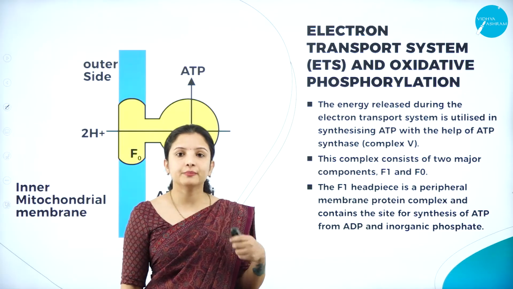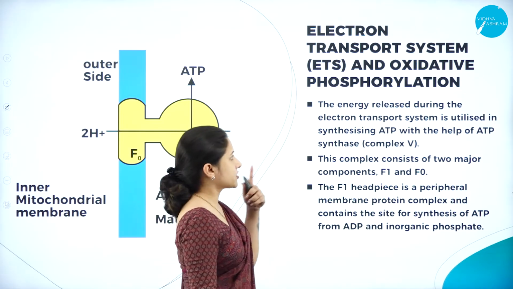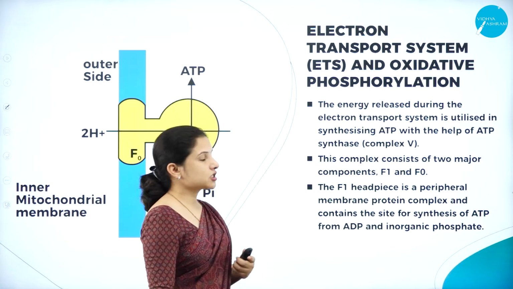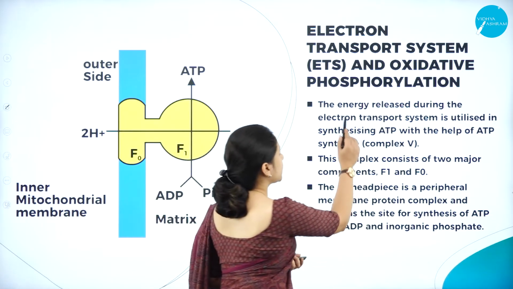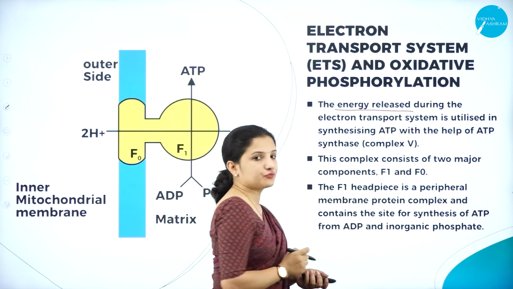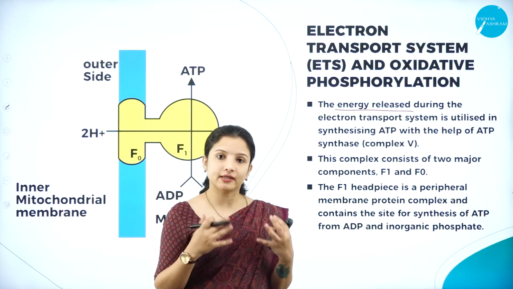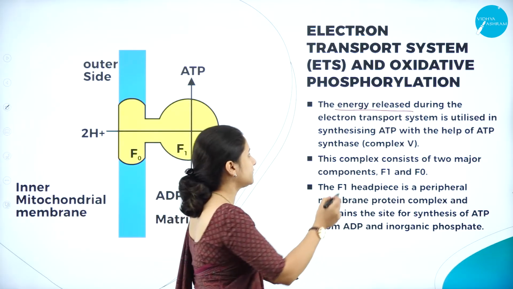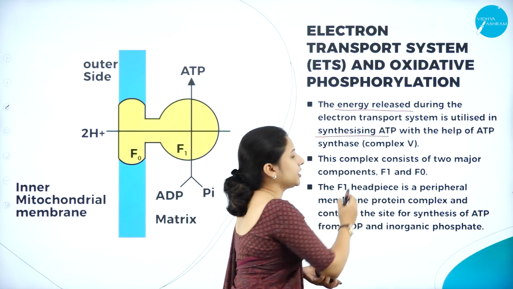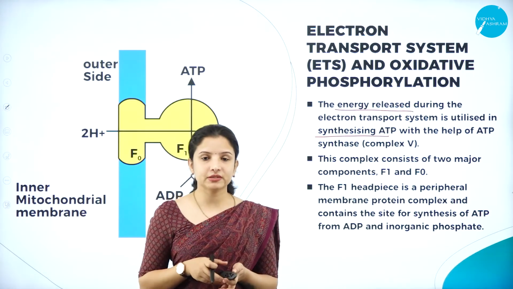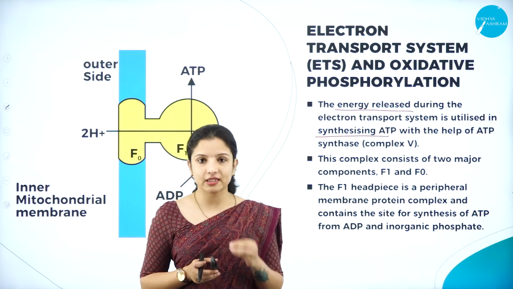So what happens during oxidative phosphorylation? We know that a lot of energy is released during the electron transport system, during the movement of the electron. That energy that is released will be utilized for synthesizing ATP. So how will ATP be synthesized? In the presence of ATP synthase.